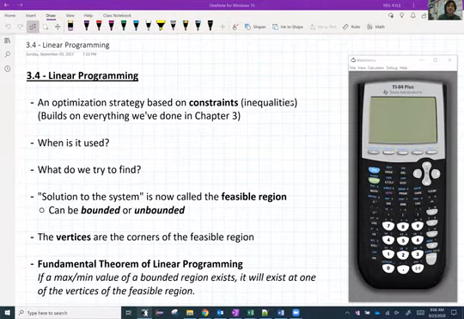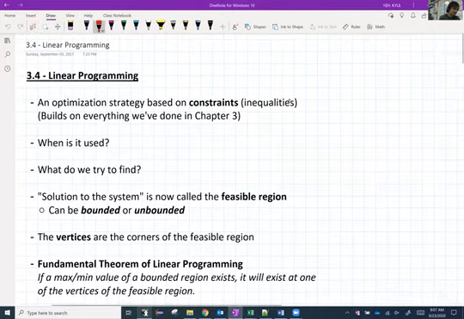Hey guys, today we are going to be talking about section 3.4 from our textbook, which is kind of a nice merging of almost all the other subjects in chapter 3 that we've talked about so far. So 3.4 is about something called linear programming. It's a strategy based on constraints, assuming that in real world situations we don't have unlimited money, we don't have unlimited time. So there are some constraints, but we want to optimize something.